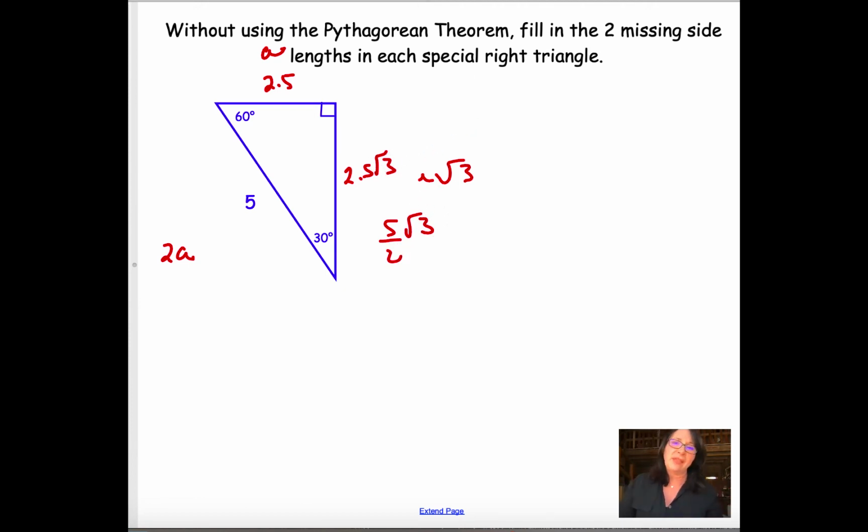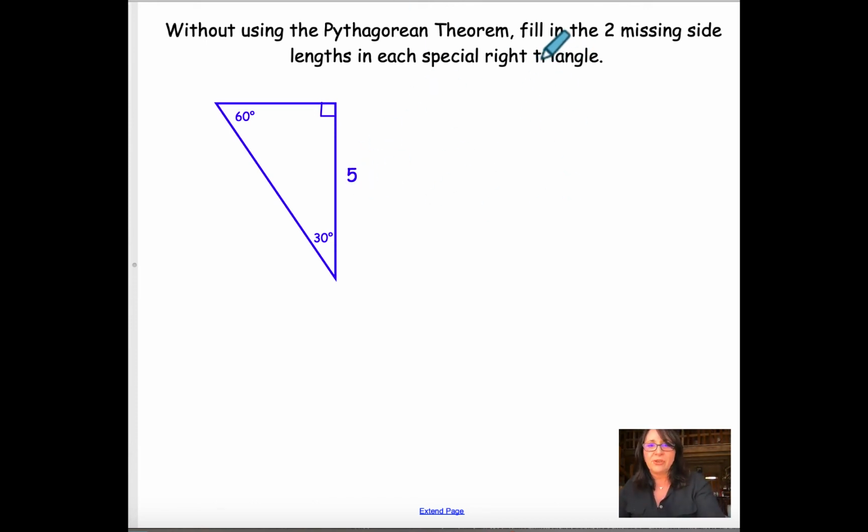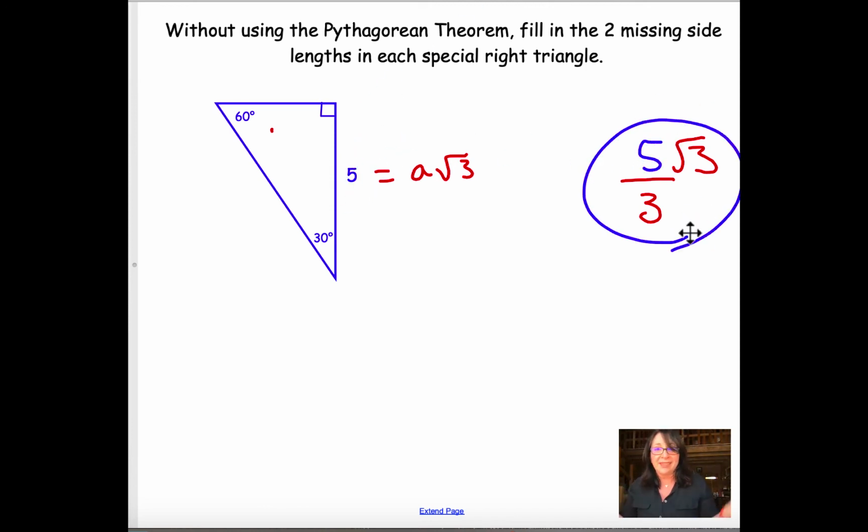All right. So then what if this was all changed because across from the 60 is 5? The shortcut is what they want you to use without using the Pythagorean theorem. By the way, you don't have two sides to use Pythagorean theorem, so that's out anyway. But across from the 60 is equal to A root 3. So similarly, in the last problem that we did, where you divided by 2 and multiplied by root 3, the shortcut is to divide by 3 and multiply by root 3. In which case, I would take my 5 and divide by 3 and multiply by root 3, and that is my answer. I'm done.